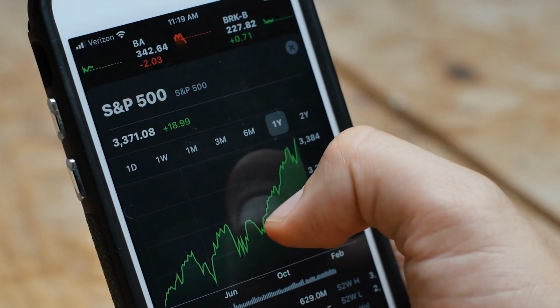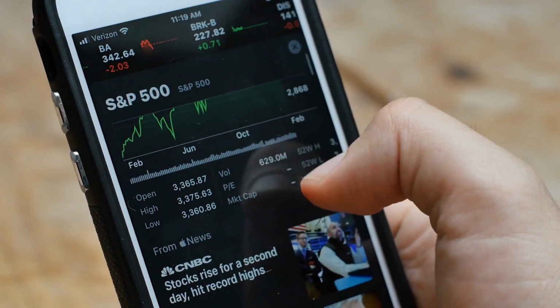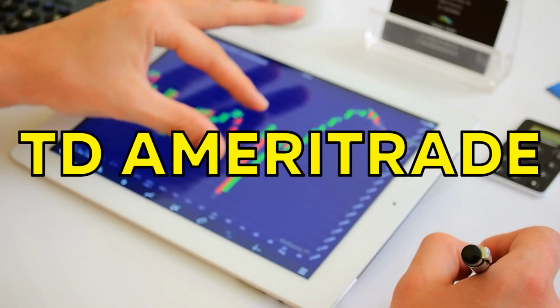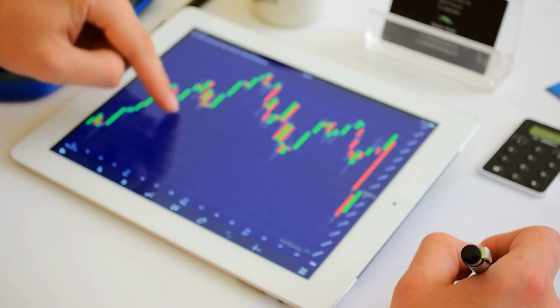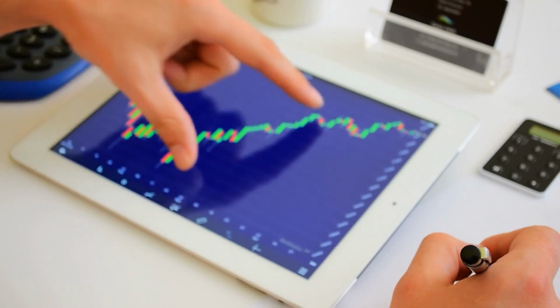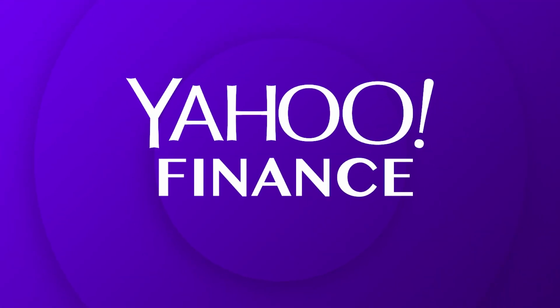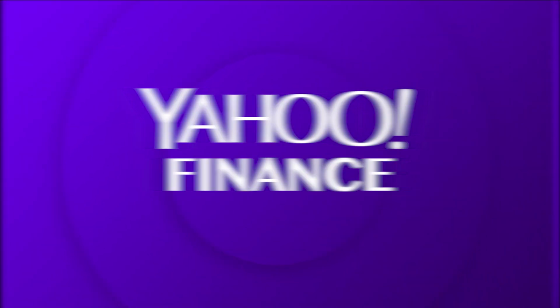So, where can you find some of the best stock market trading tools? Some known brokers like E-Trade, Robinhood, and TD Ameritrade give you the best stock trading tools, including comprehensive charts that you can follow and analyze the stock market. Be sure to check out Yahoo Finance as they provide this information as well.